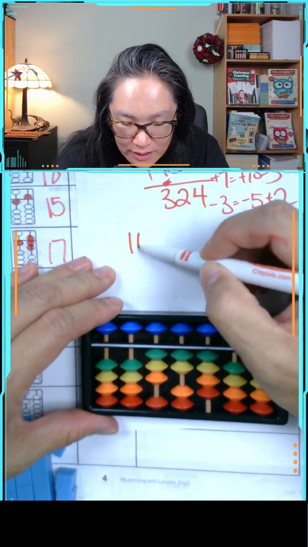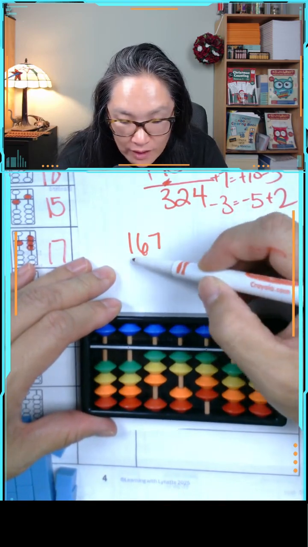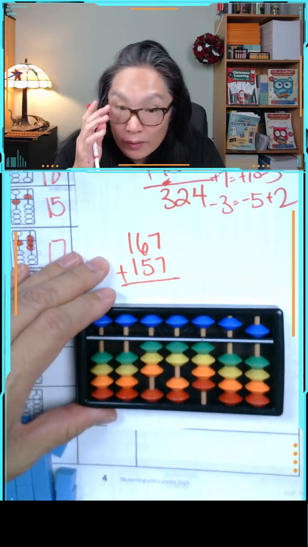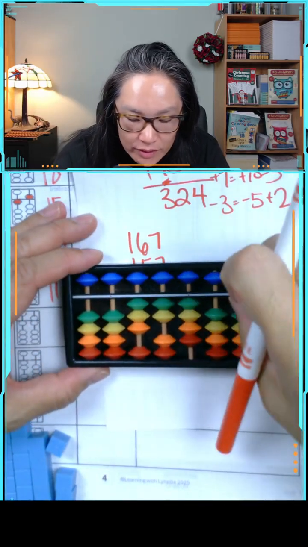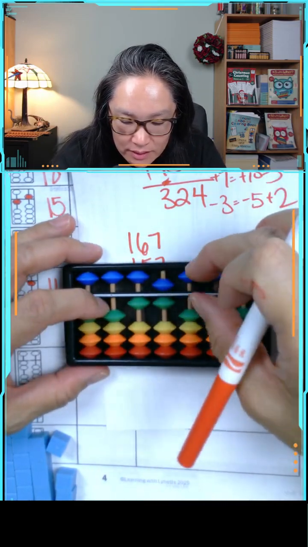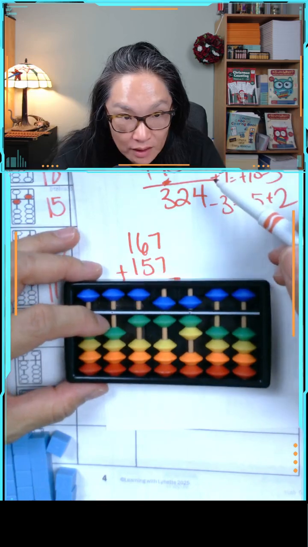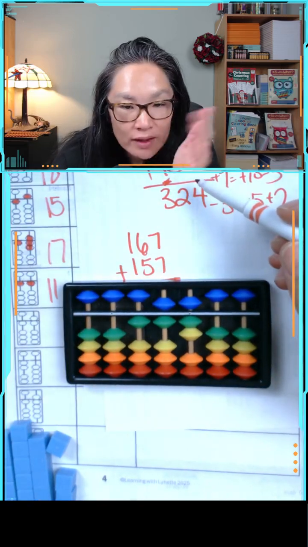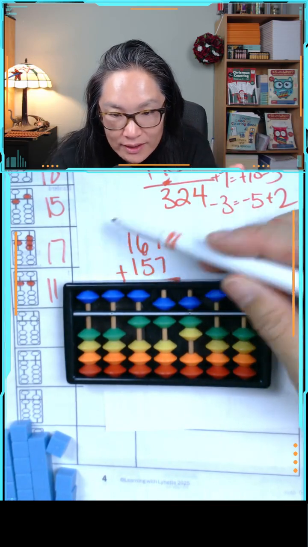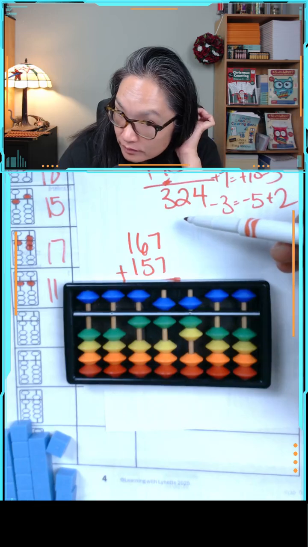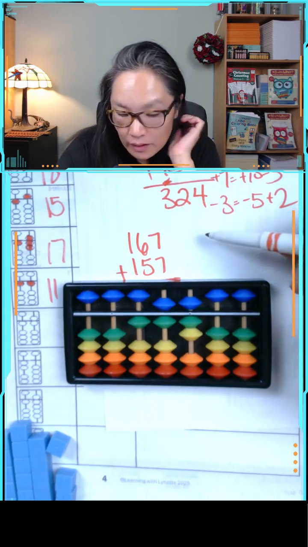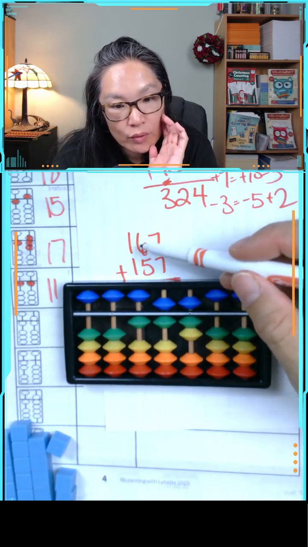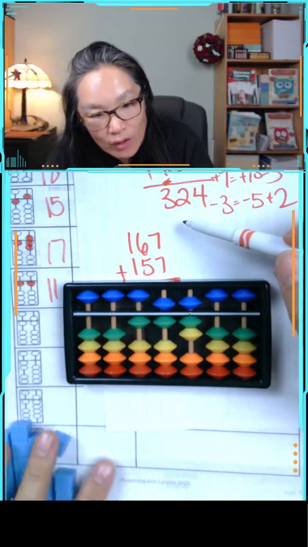We have 1, 6, 7, right? 1, 5, 7. This is an adding, right? So now what do we do? We do 1, 6, and then there's the 7. We're going to add the 1. Okay, here. Do you want to go left to right or right to left? Do you want to do the 7 first or do you want to do the 1 first? You let me know. Right to left.